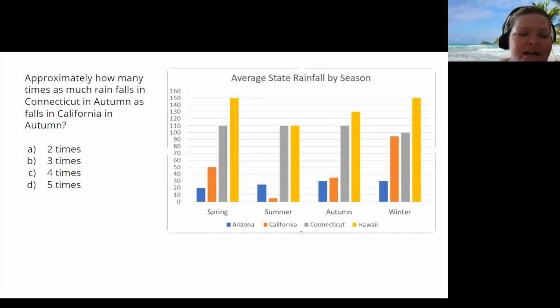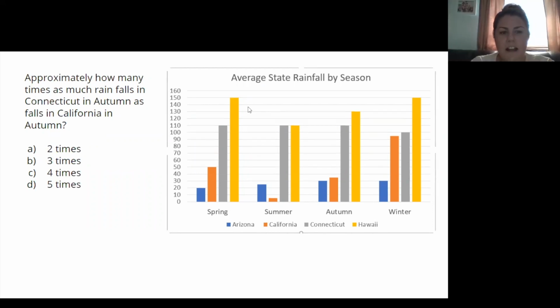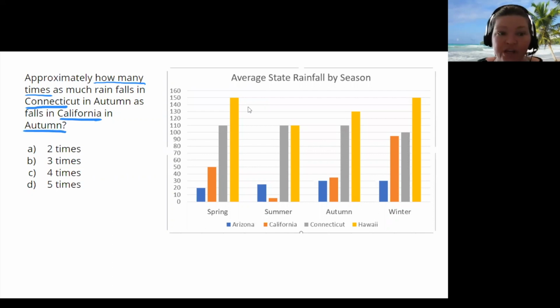Here we go. Approximately how many times as much rain falls in Connecticut in autumn as falls in California in the autumn? What are they asking me to do or to find? To see how many times as much rain falls compared to Connecticut and California. Wonderful. Okay, so we're comparing those 2 numbers, the rainfall in Connecticut in autumn to the rainfall in California in autumn. But as Amy pointed out, the comparison we're doing is how many times as much. Beautiful. Okay, so let's go find those numbers we're supposed to be comparing.